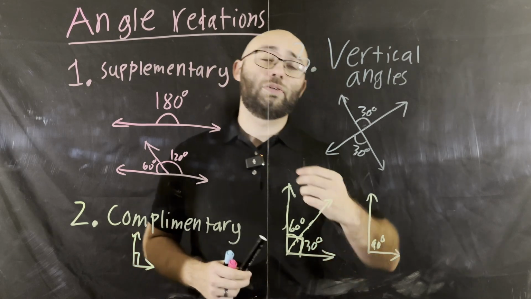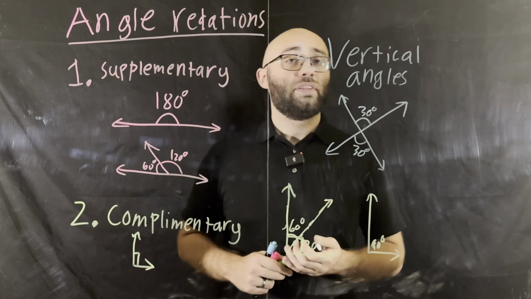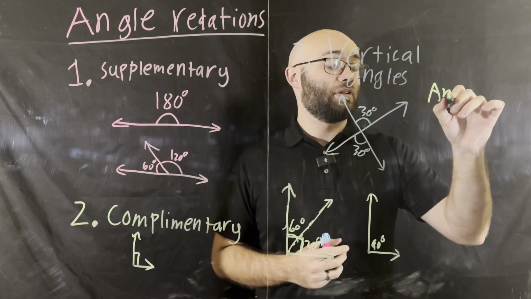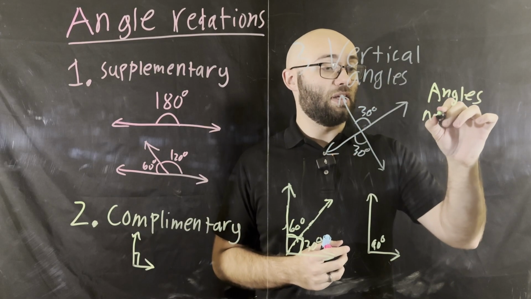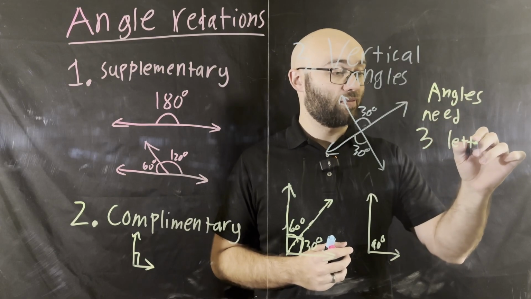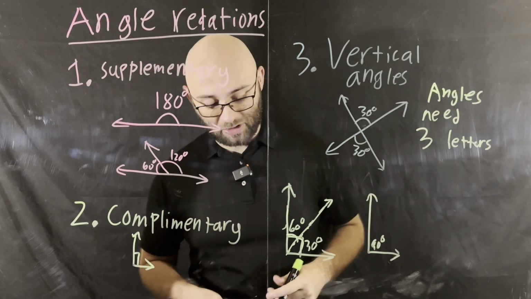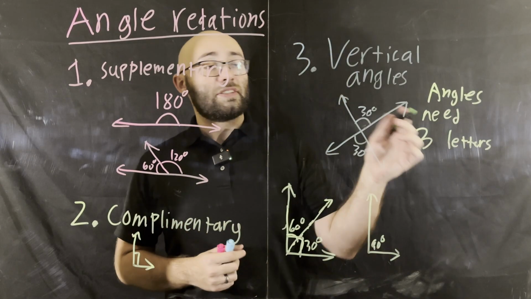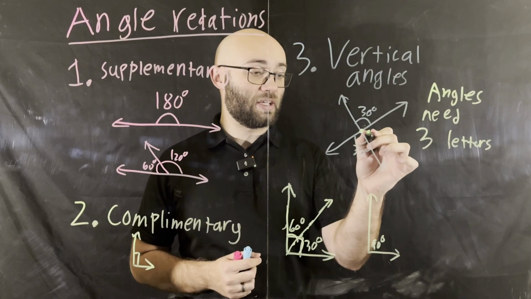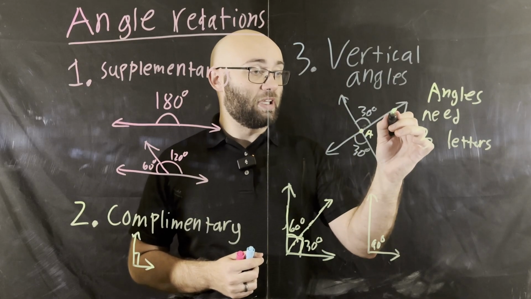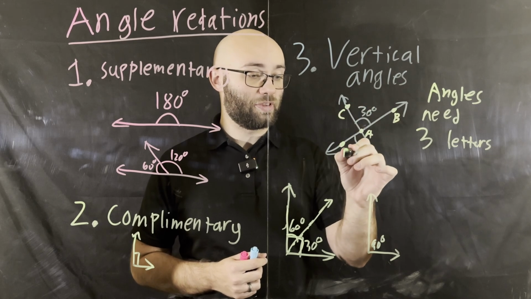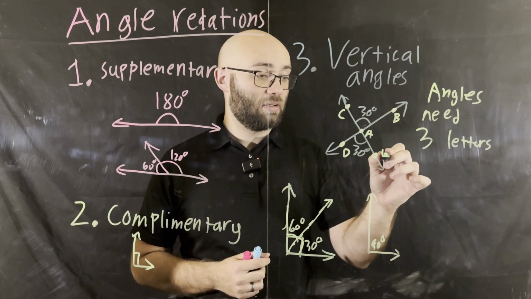So I really just need to emphasize right now that angles, when you're writing about them, always need three letters. Now you're like, what the heck are you talking about, Mr. Holbert? Well, this is what I mean. Let's look at our vertical angles here. So this little intersection right here, let's call that A. And then we'll put a point here, that's B. We'll put a point here, that's C, so on and so forth, D, and E.